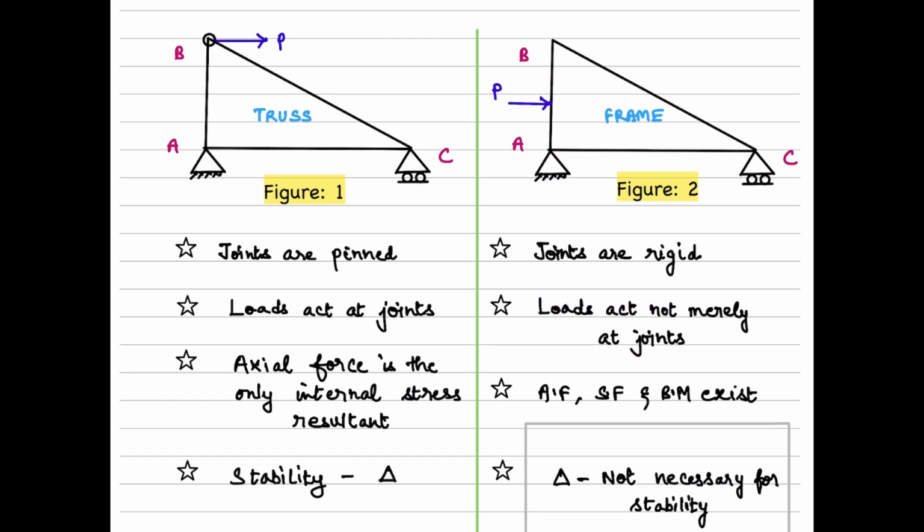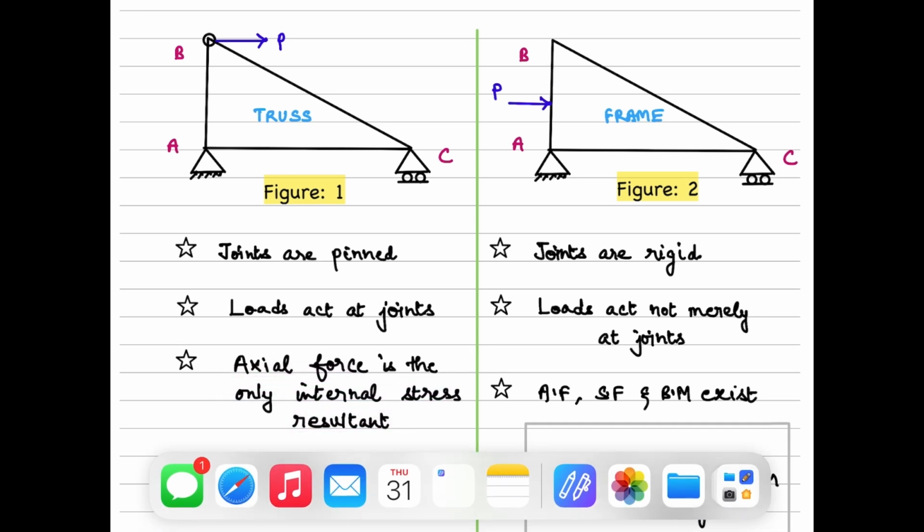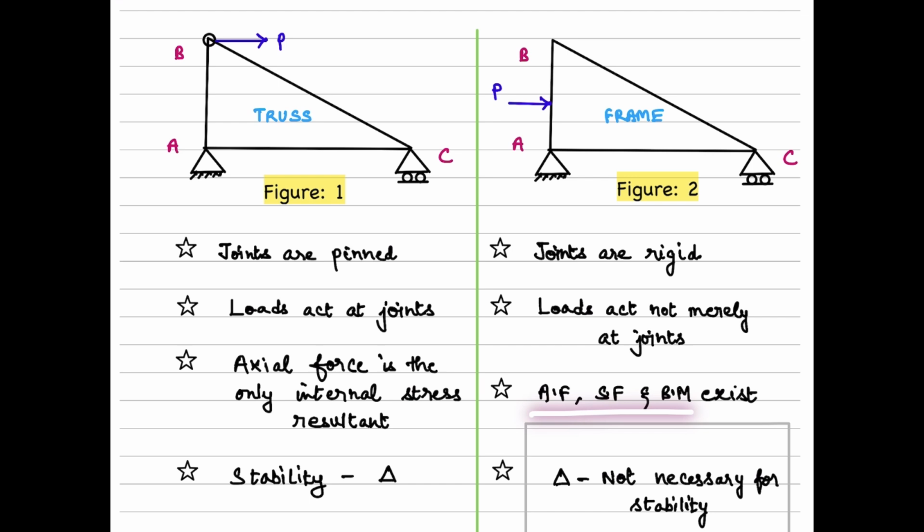The third difference is what I have already told. In a truss, the only internal stress resultant is what? The axial force. Whereas in a frame, we have axial force, shear force, and bending moment. These are the three internal stress resultants. That means if I cut any member like this or like this or like this in a frame, these three internal stress resultants are there.